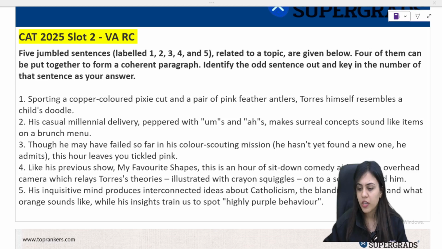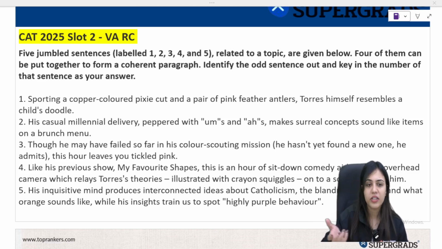Why? Because we are talking about "though he may have failed so far in his color scouting mission, he hasn't yet found a new one, he admits. This hour leaves you tickled pink." Now the thing is, when you read this particular statement, you see a problem. Okay, it suddenly becomes a review or a judgment. It does not go with the idea of description which is going on in the rest of the sentences. And when we try to place this statement at the beginning, it has no intro context. In the middle, it breaks the descriptive flow. Even if you try to put it at the end, it feels like a conclusion, but the rest of the paragraph isn't really evaluative. It is not really reviewing anything.